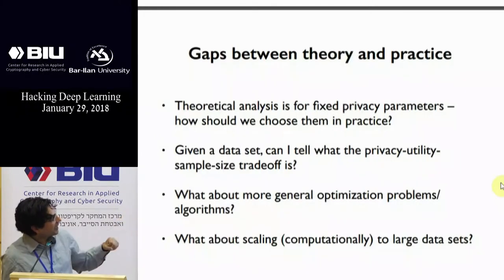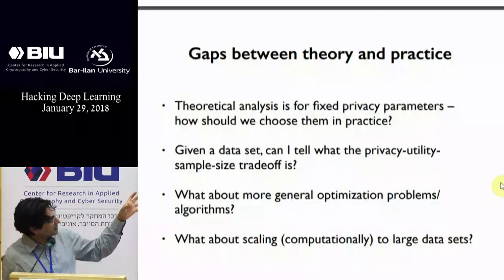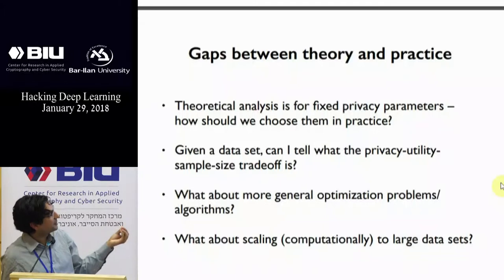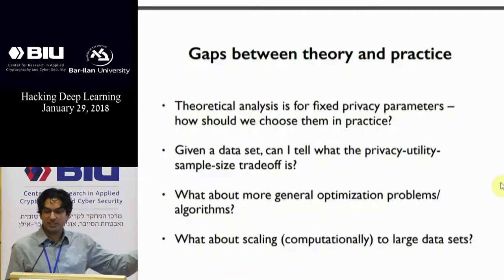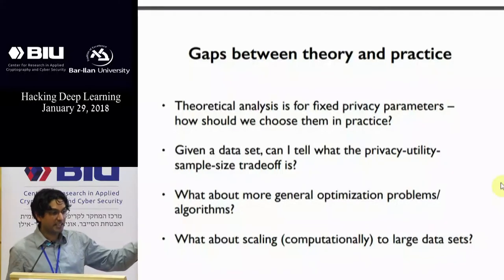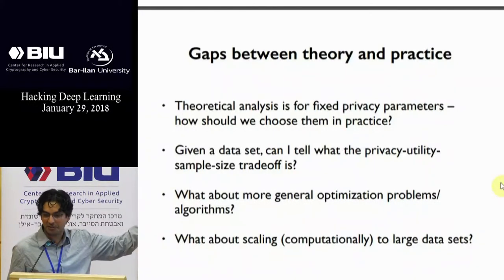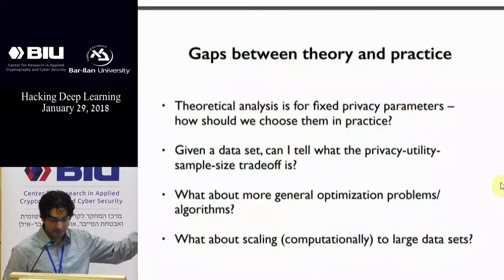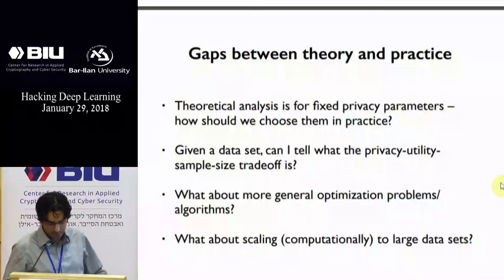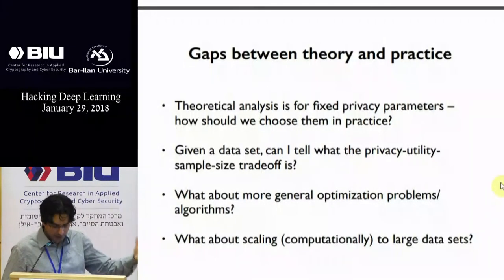Given a data set, can I compute a sketch of what the privacy-utility-sample size trade-off is? Or before I start a study, I need to figure out how much data I need to collect. So what do I write into my grant proposal for data collection, given that I want to use a certain level of privacy? These are all very important practical questions that people want to have answers for. And we don't quite have them at the moment. We're still working on it.